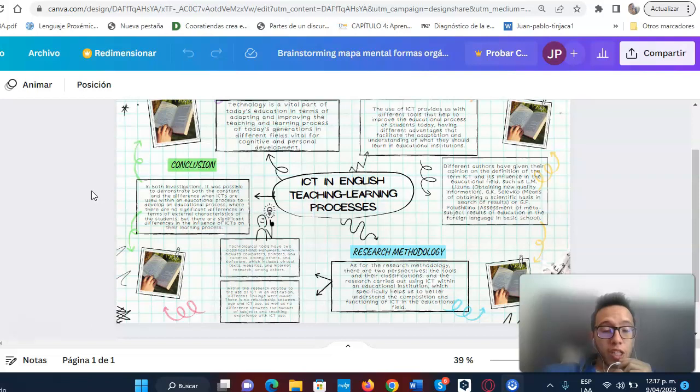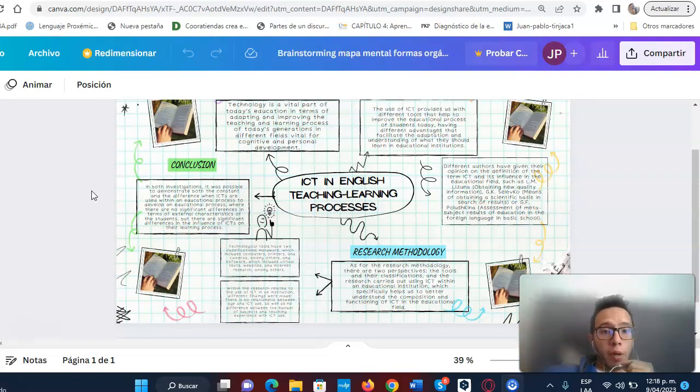Today I'm going to explain my mental map, taking into account two different resources related to the information and communication technologies in English teaching and learning processes. Okay, to start as an introduction, I explain about the importance of technology.